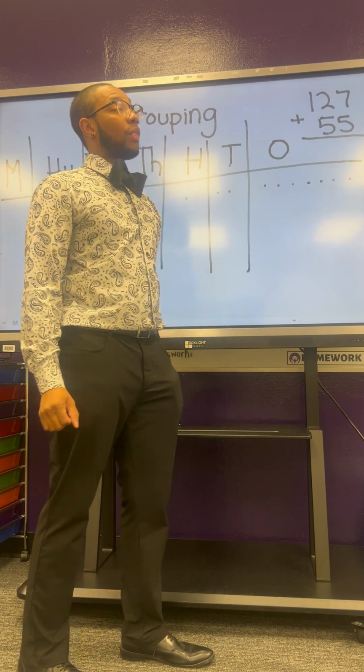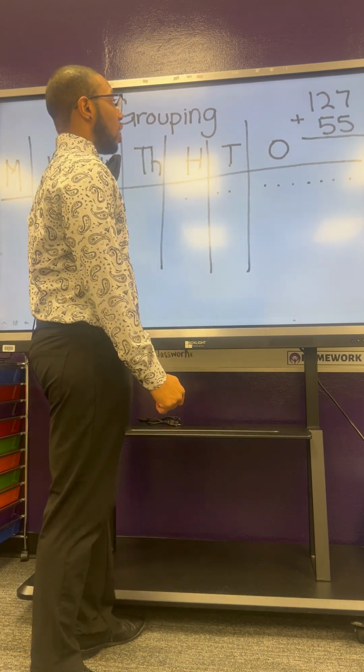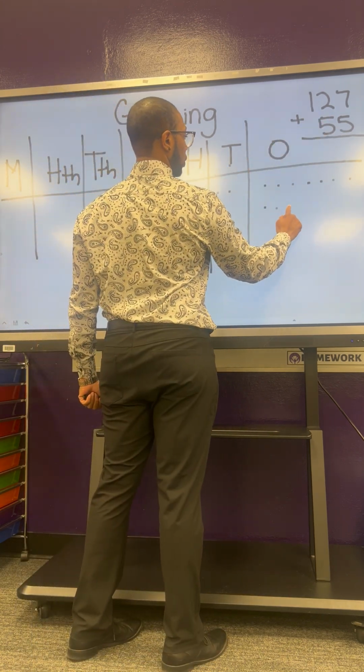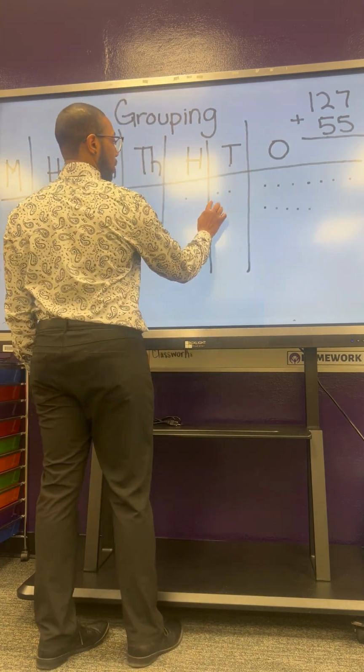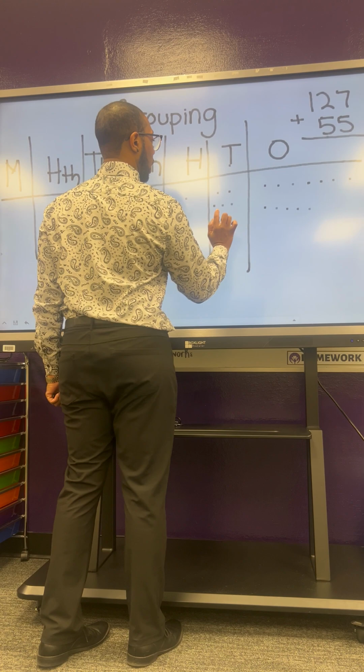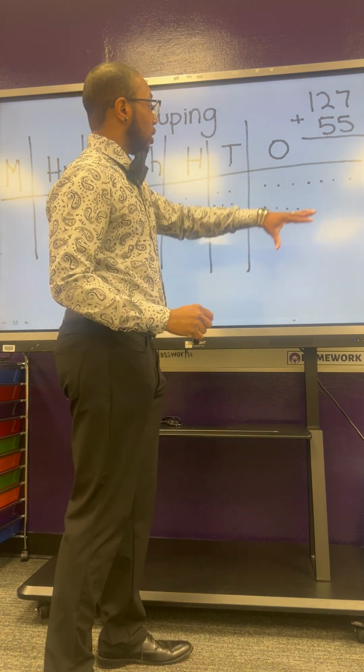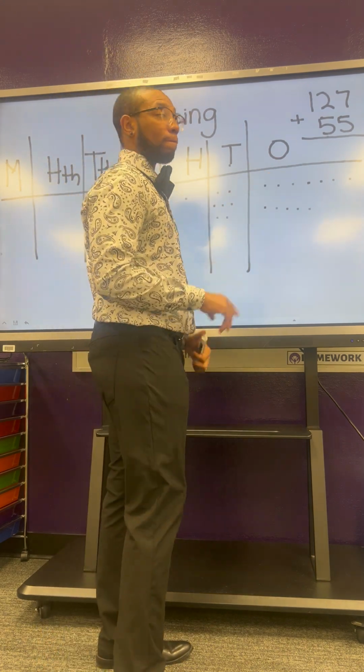Now I have 55. I see that I have 5 ones. 1, 2, 3, 4, 5. I also see that I have 5 tens. 1, 2, 3, 4, 5. Now, here's where it gets a little wonky.